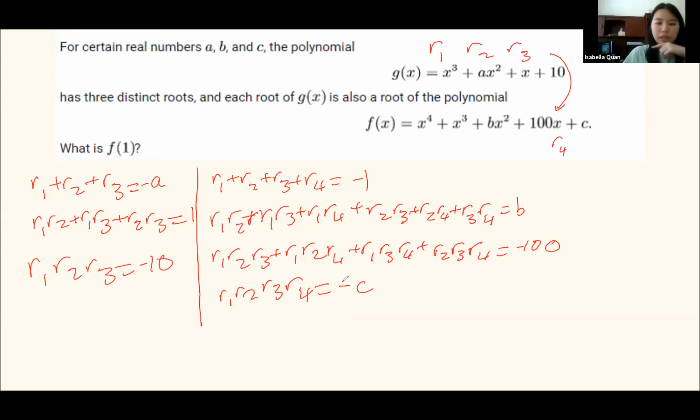Negative, positive, negative, positive. Crap. It's just going to be normal C. That was my bad.